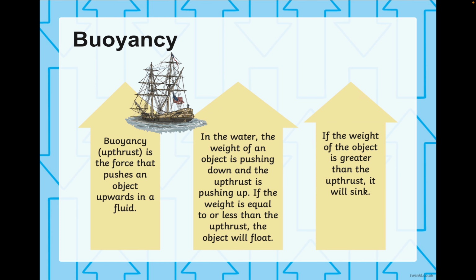Buoyancy, or upthrust, as many other people say, is the force that pushes an object upwards in a fluid. In the water, the weight or gravity of an object is pushing down to the earth, and the upthrust is pushing up. If the weight or gravity is equal to or less than the upthrust, the object will float. If the weight of the object is greater than the upthrust, it will sink. Remember, all of these forces are measured in newtons.